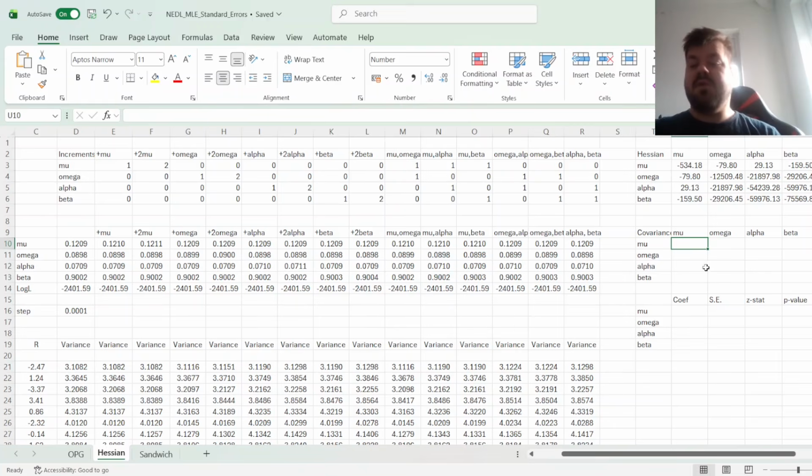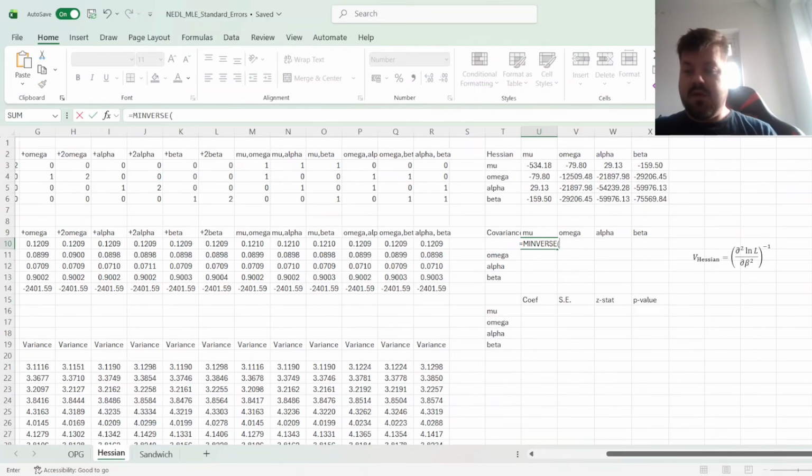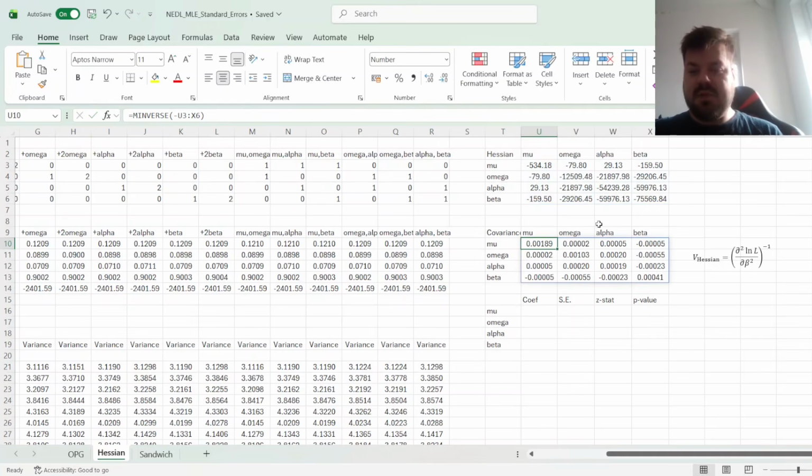And now for the covariance matrix, we just have to find the inverse of the Hessian. The only consideration here is that for our covariance matrix to be positive, we have to put a minus in front of the Hessian, again, as the second derivatives at the maximum are quite expectedly negative. And that produces a covariance matrix estimate.